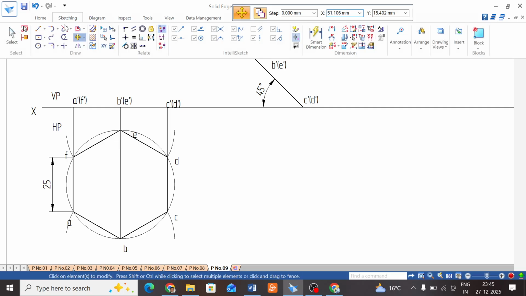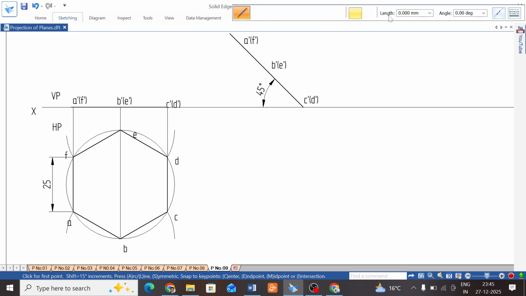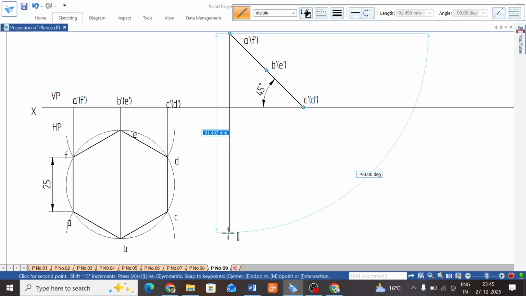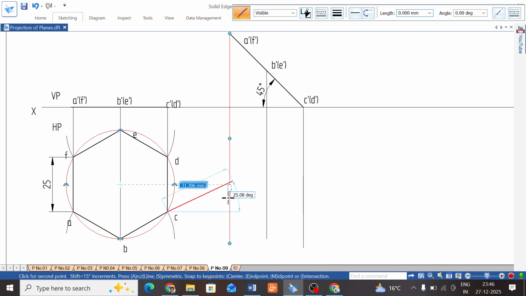Now project for the top view with thin lines. Project all those projection lines downwards. A dash and F dash project downwards, exactly mid B dash and E dash downwards, and C dash and D dash downwards. Here A and C are on the same line. A is here, C is here, project it.